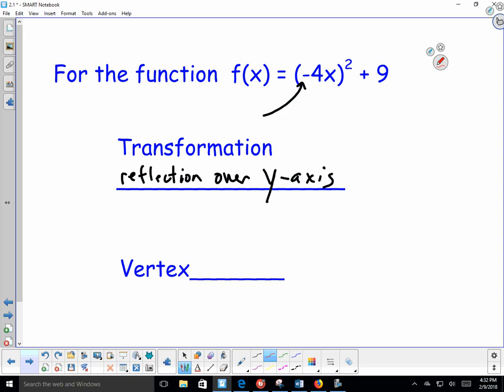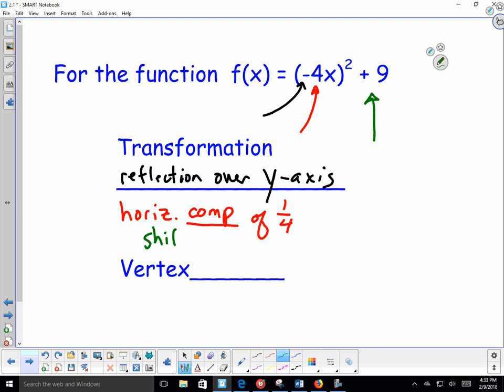The 4 is also on the inside. That's being multiplied by the x before we square, so that's a horizontal stretch or compression. In this case, I have to take the reciprocal, right? So it's a horizontal something of 1/4, and since that is less than 1, that means it was a horizontal compression of 1/4. And then lastly, with the plus 9 outside, this is going to be a shift up 9.